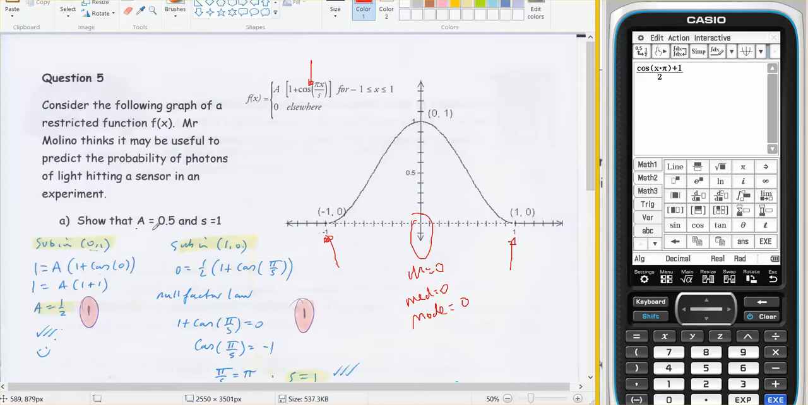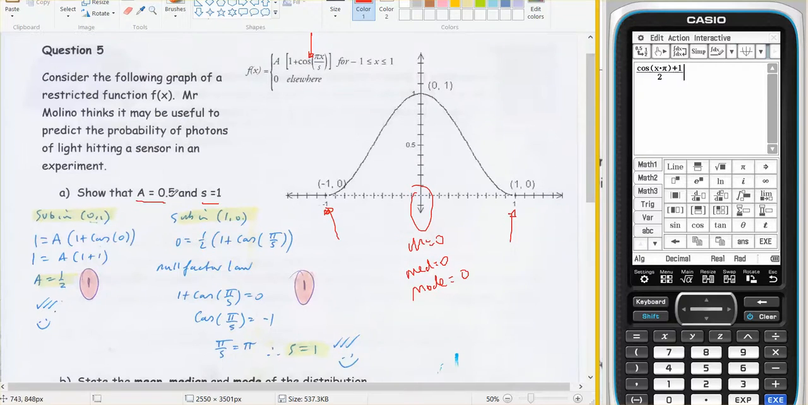I need to show that A equals a half and S equals 1. Cannot use the calculator. Got to do it by hand. I've got to come up with these answers myself. I notice that there's a point there, 0, 1, so I sub in 0, 1. 1 is the y, 0 is the x, cos of 0 is 1. 1 plus 1 is 2, divide by 2, A equals a half.